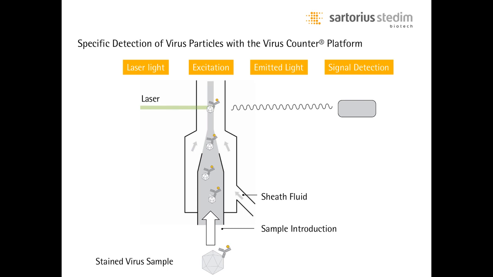Inside the instrument, the stained virus sample here at the bottom of the slide is guided into a fluidic stream and is hit by laser light. This excites the fluorophores that are directly associated with the virus. The instrument then detects the light that gets emitted by the fluorophores and uses it together with the sample flow rate to calculate total particle concentration very precisely.